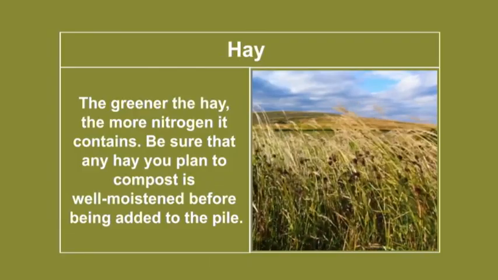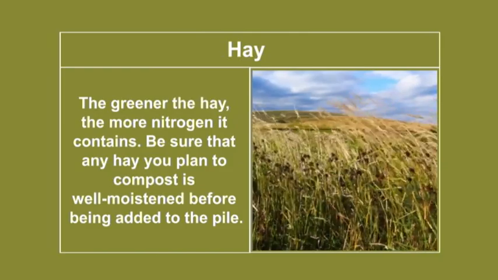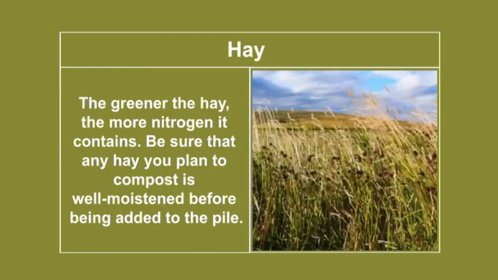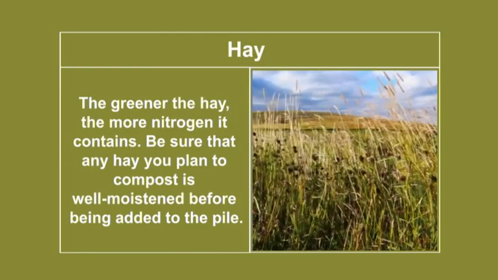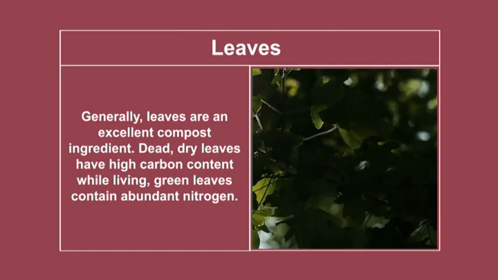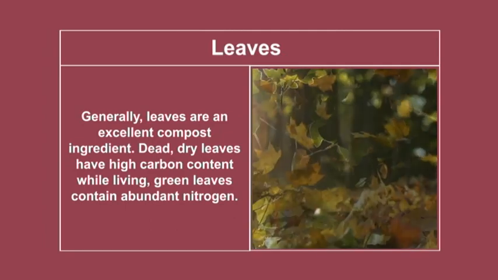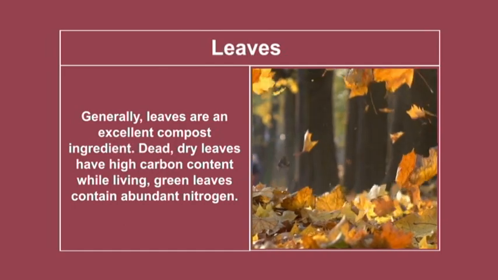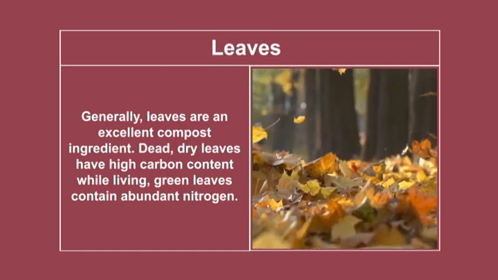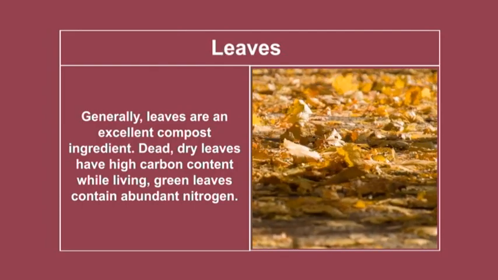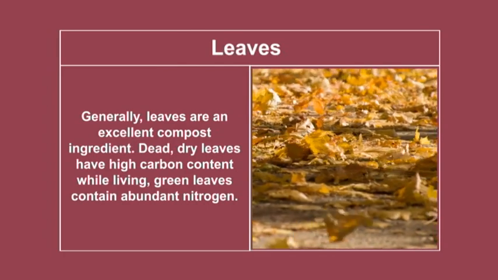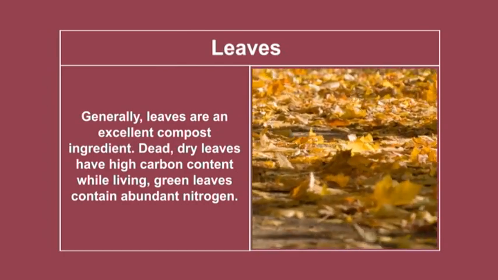Hay. The greener the hay, the more nitrogen it contains. Be sure that any hay you plan to compost is well moistened before being added to the pile. Leaves. If you live in an area where leaves are thrown away as garbage, cash in on the bounty by acquiring your neighbor's leaves. Generally, leaves are an excellent compost ingredient. Dead, dry leaves have high carbon content, while living, green leaves contain abundant nitrogen.